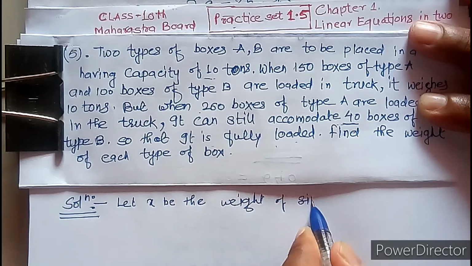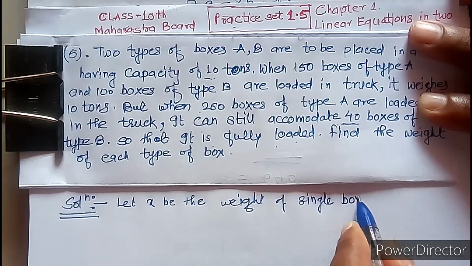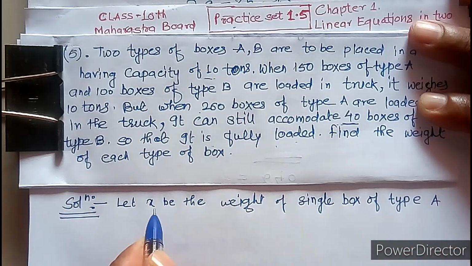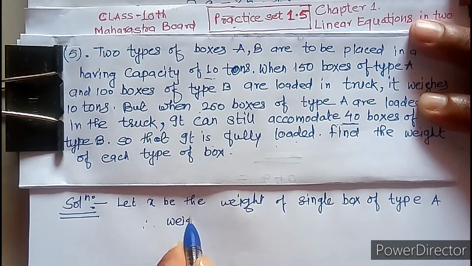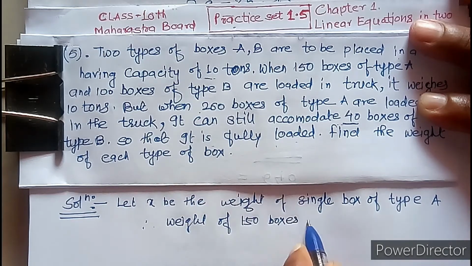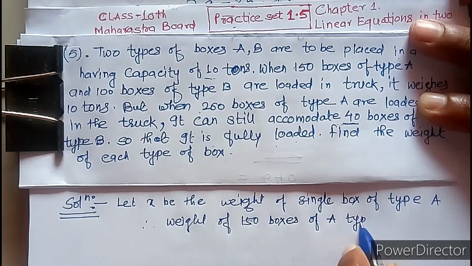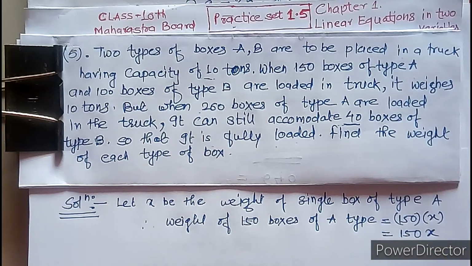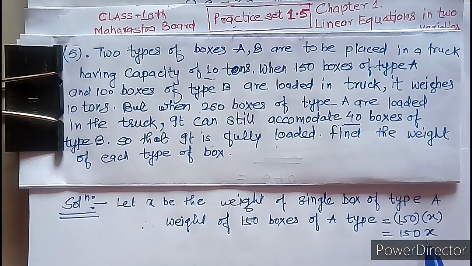of a single box of type A. Means for A type boxes, the weight of a single box is x. We don't know it, that's why we assume it as x. Therefore the weight of 150 boxes of A type will be 150 into x, since for each box the weight is x. It will be 150x. This is the weight of 150 boxes of A type.